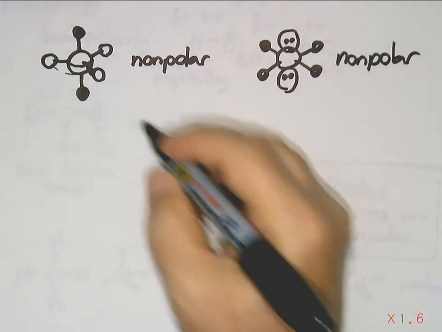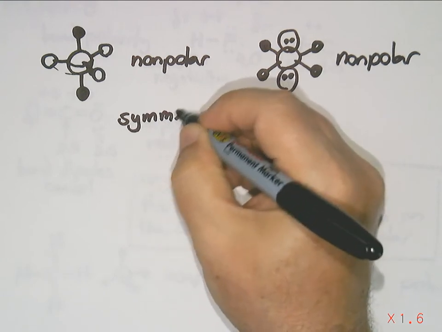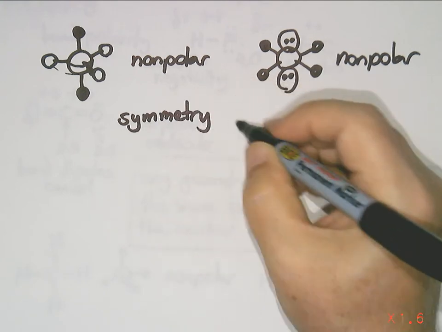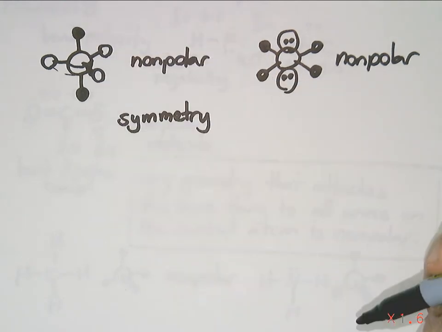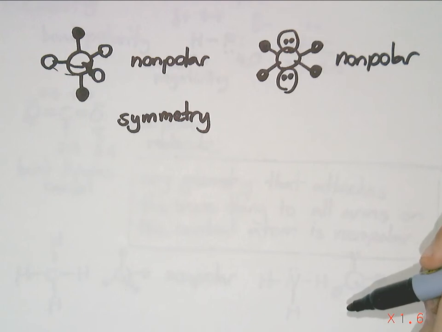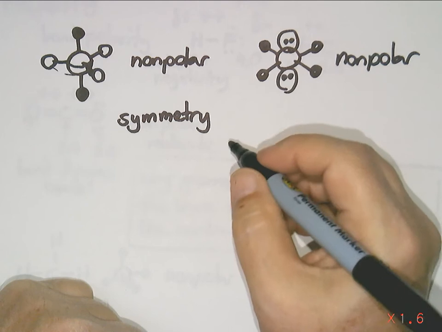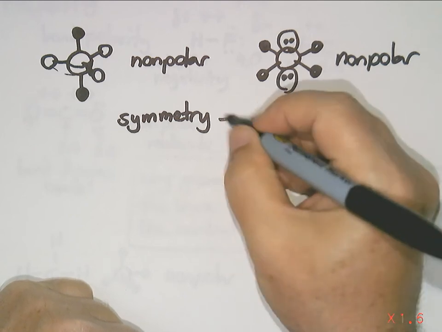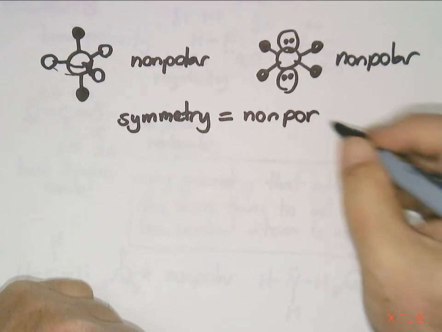So sometimes you can have symmetry. You can have a relationship where you have a balance. The structure seems kind of balanced. And we'll call that symmetry. That usually makes things nonpolar if you have a high degree of symmetry like that.